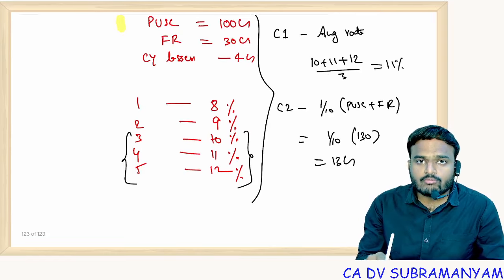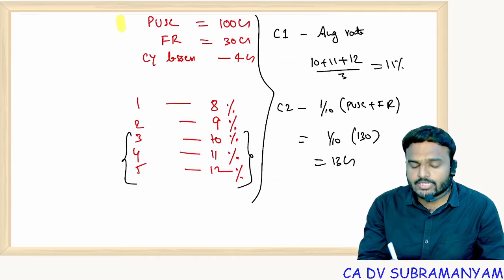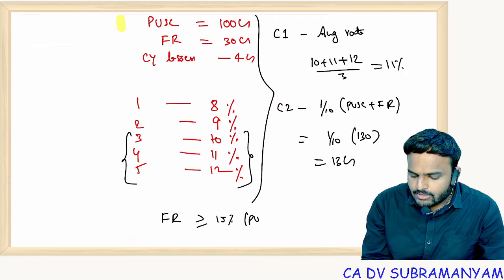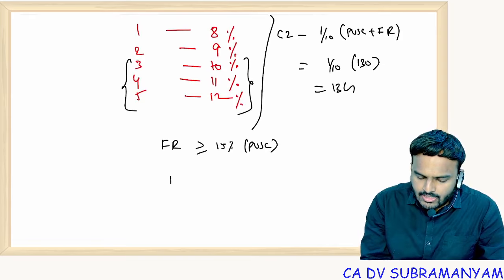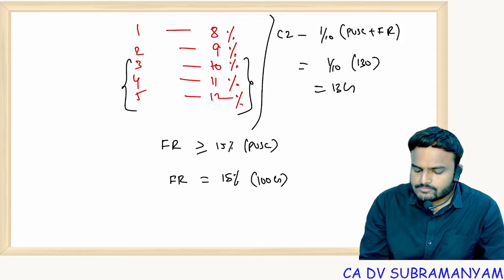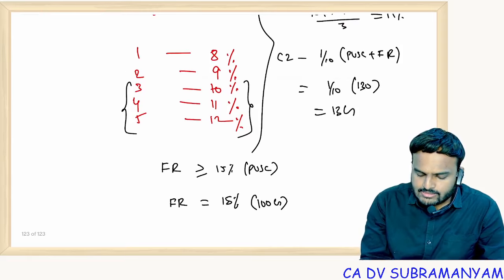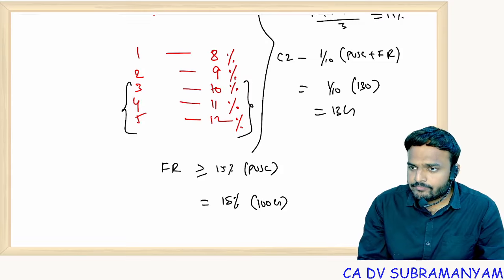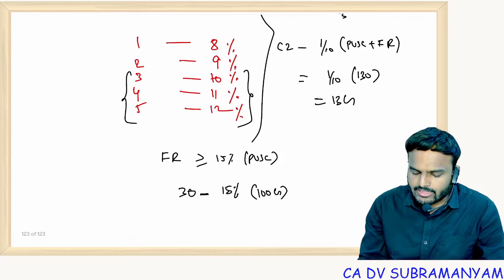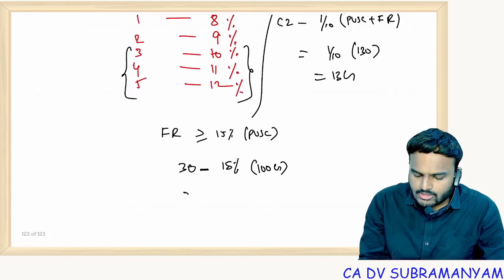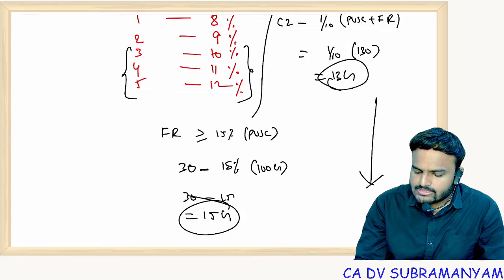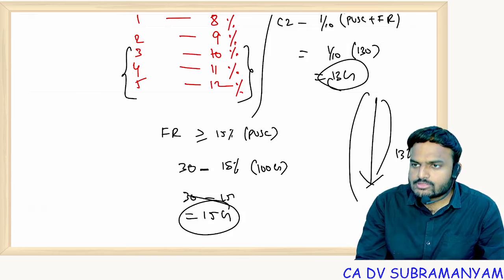Balance after withdrawal shall not fall below 15% of the paid up share capital. So free reserves balance should be 15% of paid up share capital post withdrawal. So I'll write like this: free reserves is equal to 15% of 100 crores. And what is my existing balance? Free reserves existing balance 30. So I'll deduct from 30: 30 minus 15% of 100 crores, so 30 minus 15 crores, that would be 15 crores. So this 15 crores or 13 crores, whichever is lower, means 13 crores.